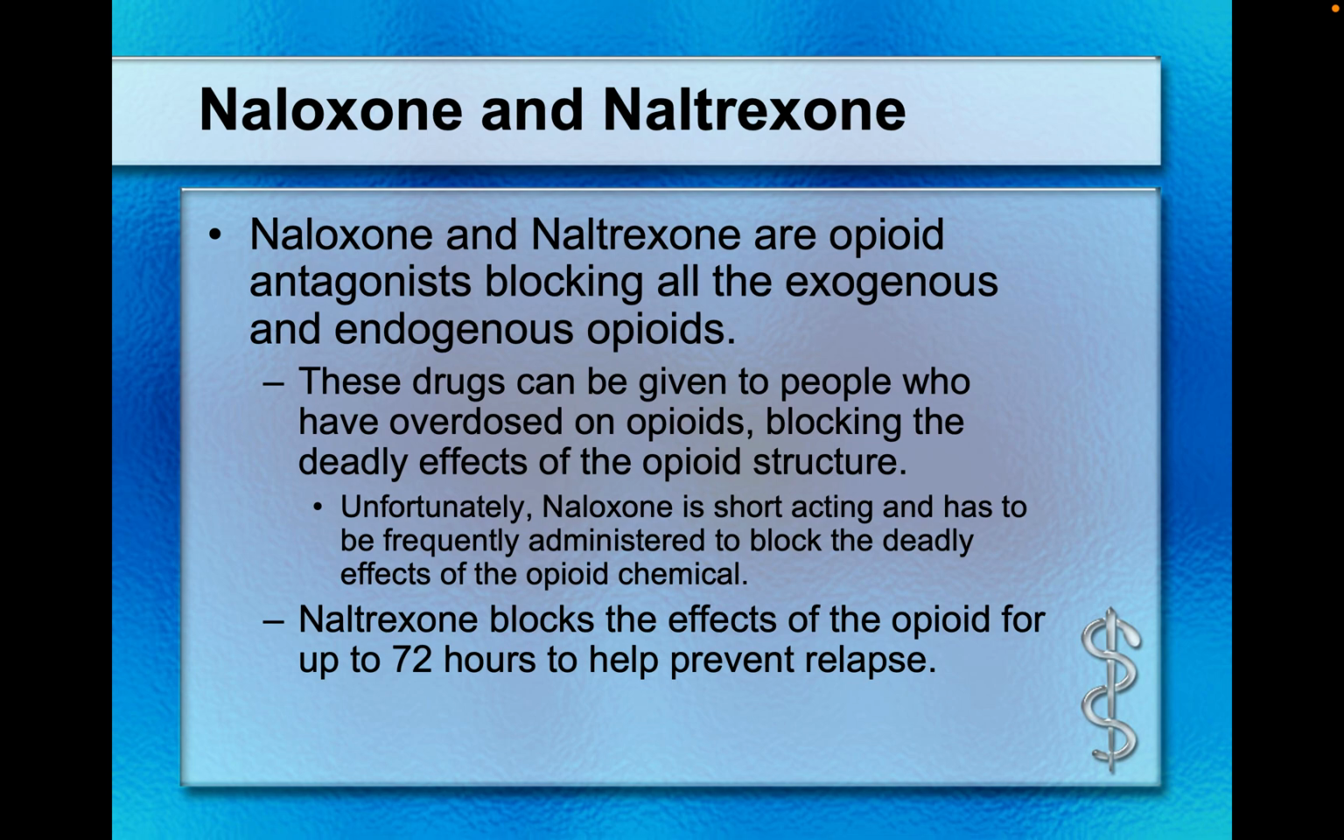Naloxone and naltrexone are opioid antagonists blocking all the exogenous and endogenous opioids. These drugs can be given to people who have overdosed on opioids, blocking the deadly effect of the opioid structure. Unfortunately, naloxone is short-acting and has to be frequently administered to block the deadly effects of the opioid chemical. Naltrexone blocks the effects of the opioid for up to 72 hours to help prevent relapse.